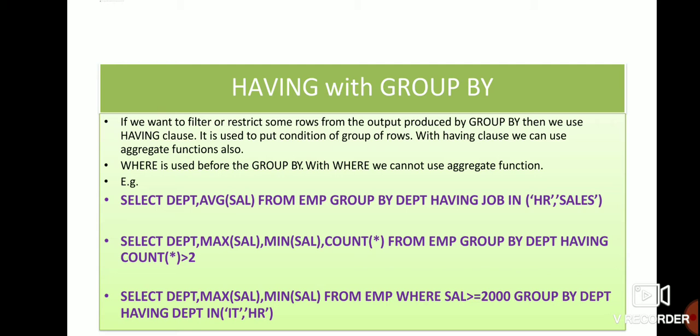Select department comma average salary, so two columns will be shown: department and the average of salaries. From employee, which is the table name. Group by what? According to what do we have to group?